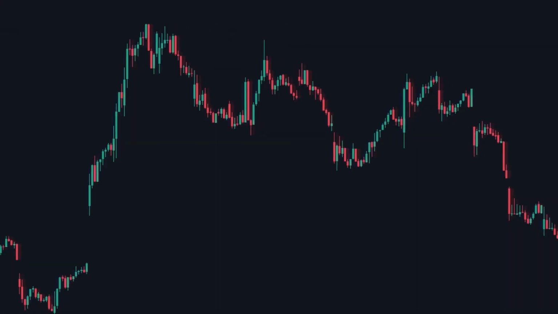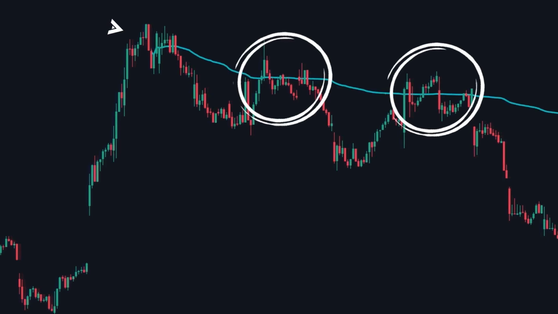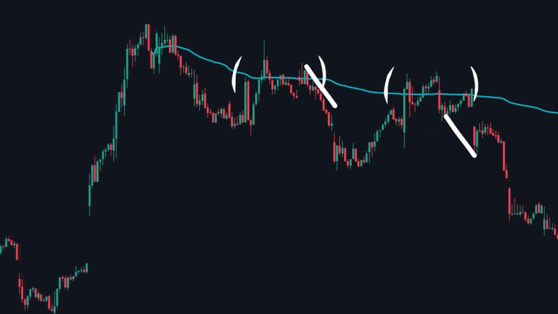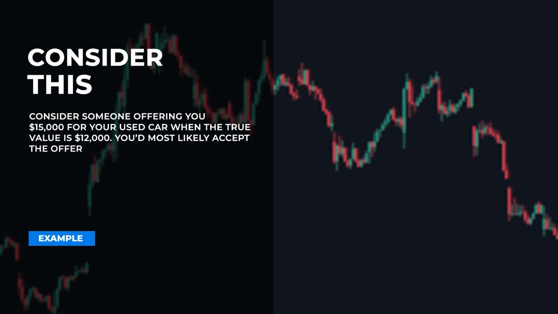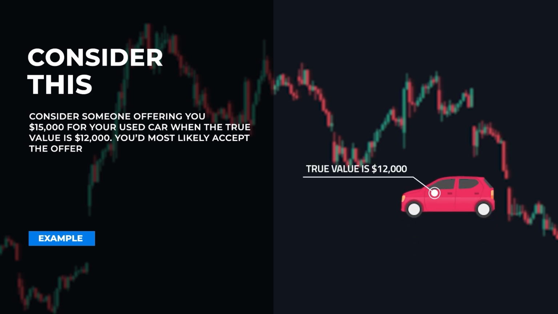For example, in a downtrend, the price reversed and began a downward movement. We plot the Anchored VWAP based on this candle. The price then retreated to the VWAP, consolidating for a few candles before moving lower. When the price rises over the Anchored VWAP, sellers see the asset as overvalued and seize the chance to sell, resulting in selling pressure. Consider someone offering you $15,000 for your used car when the true value is $12,000.